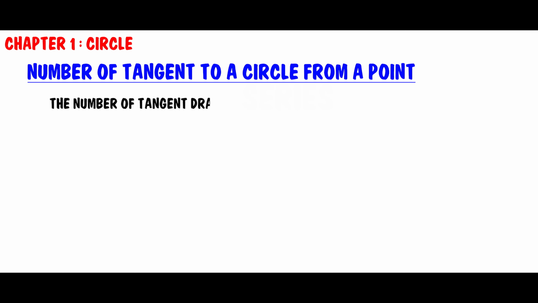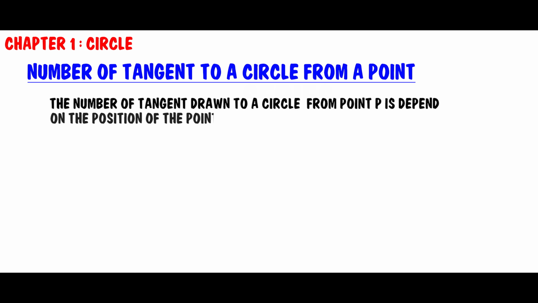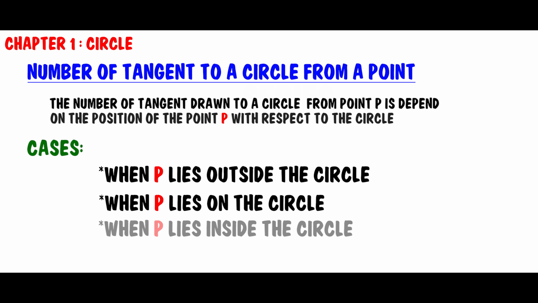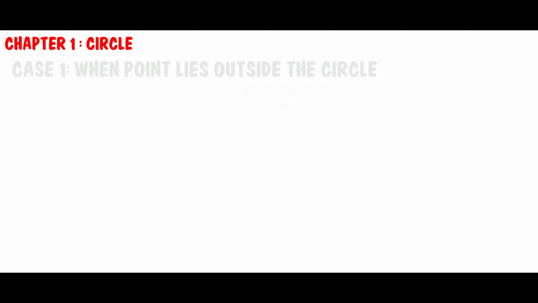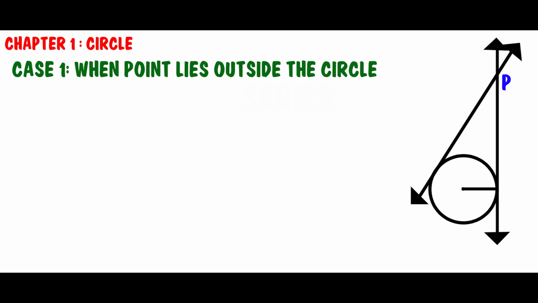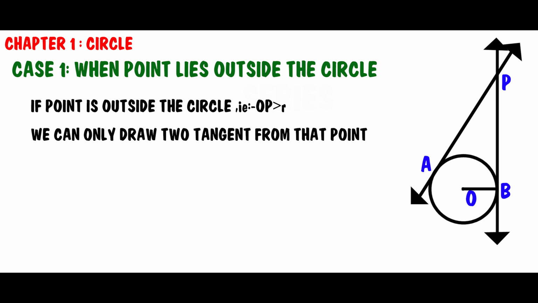The number of tangents drawn to a circle from a point P depends on the position of the point P with respect to the circle. There are different cases: when P lies outside the circle, when P lies on the circle, and when P lies inside the circle. Case number 1, when P lies outside the circle. In the diagram you can see P is outside the circle, so OP is bigger than the radius. You can draw only two tangents from point P, which is the maximum number of tangents we can draw from one point, and PA and PB are the two tangents.